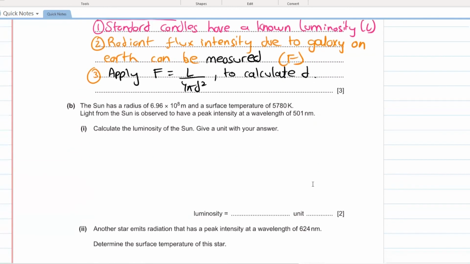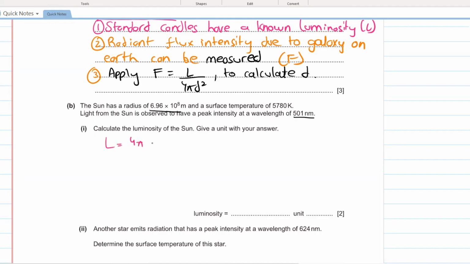Let's move ahead. The sun has a given radius and a surface temperature. Light from the sun is observed to have a peak intensity at a given wavelength. Calculate the luminosity of the sun. Give a unit for your answer.